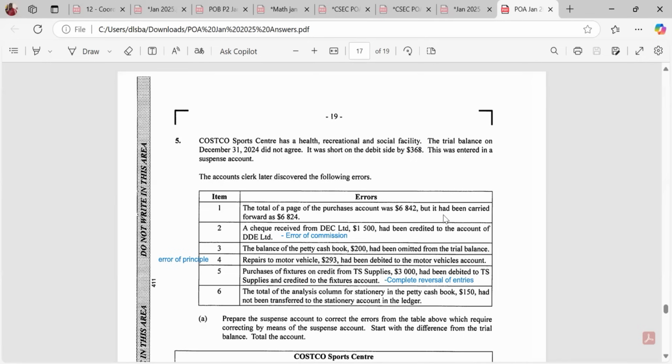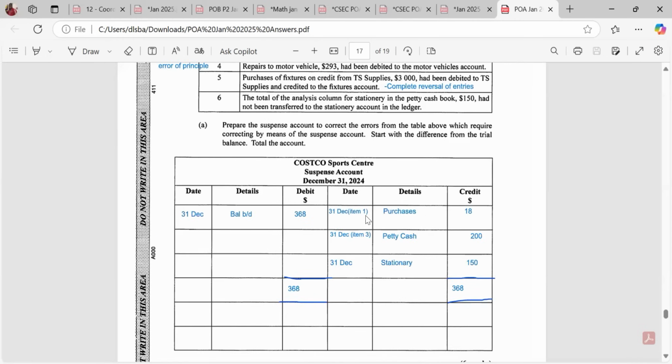And when it corrects an error that includes the suspense account, the other half of the double entry is always in the suspense account. So if we debit purchases 18, what are we going to do to the suspense account? Every transaction is an equal debit and an equal credit. If we debit purchases, we will credit it 18, right? So we'll go to the suspense account. Details will be purchases.